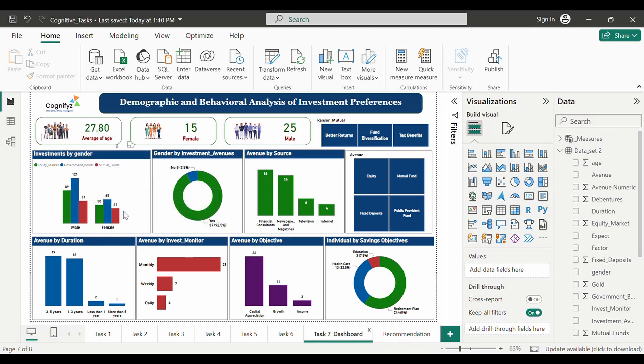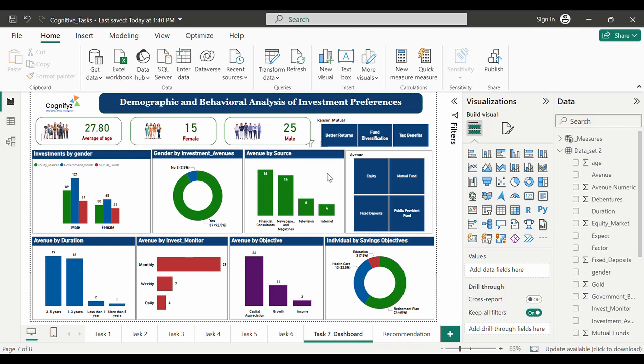When you look at the females, they also favor the equity market, okay? However, they have a lower investment in mutual funds and the government bonds of 55, okay? When you see gender by investment avenues, it is observed that a large majority, 92.5%, has chosen a specific investment avenue, while a small portion of 7.5% has not, okay?